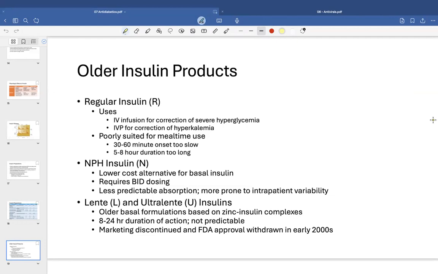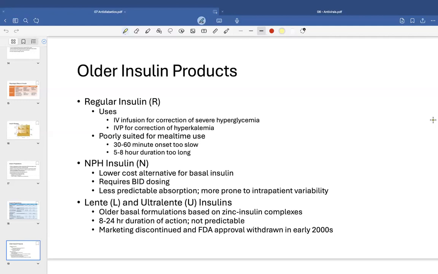Okay. So we'll go into a little more detail. Regular insulin. Again, it's considered a relatively short acting insulin, but it's not short enough to be ideal for mealtime use. Why? Because its onset is too slow, about 30 to 60 minutes. So really, you would have to have your patients know a half an hour before they're eating to dose themselves. And on top of that, its duration is too long, 5 to 8 hours, really not appropriate because by then, your food is well transited through the GI tract, and you still have this insulin on board that will be causing low blood sugars. So regular is not good for mealtime use.